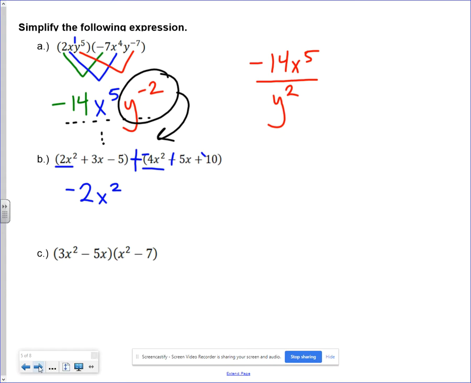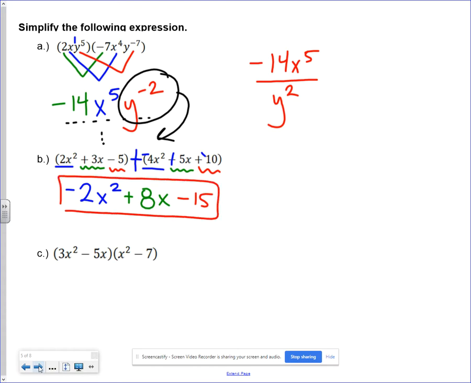Okay? So now, let's take positive 3x plus positive 5x, which will be 8x. And then last, negative 5 plus negative 10 would be negative 15. So there's my simplified answer. I can't add these terms together. I can't add the negative 2 and the 8 together because they're not like terms. Because the 2 contains x squared, the 8 contains just x. So it's simplified. All right, now let's look at C.